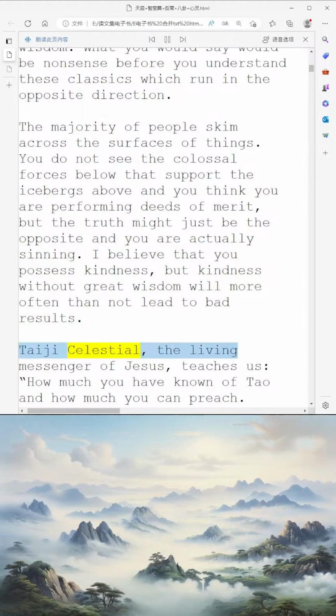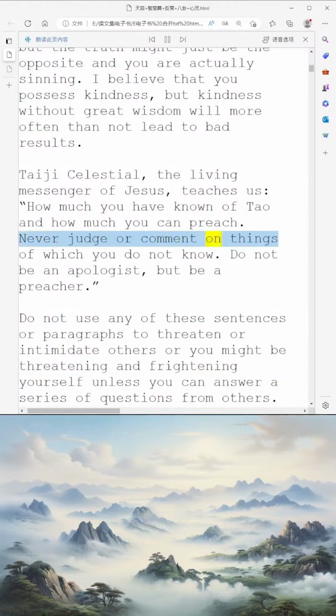Taiji Celestial, the living messenger of Jesus, teaches us how much you have known of Tao and how much you can preach. Never judge or comment on things of which you do not know. Do not be an apologist, but be a preacher. Do not use any of these sentences or paragraphs to threaten or intimidate others, or you might be threatening and frightening yourself, unless you can answer a series of questions from others.